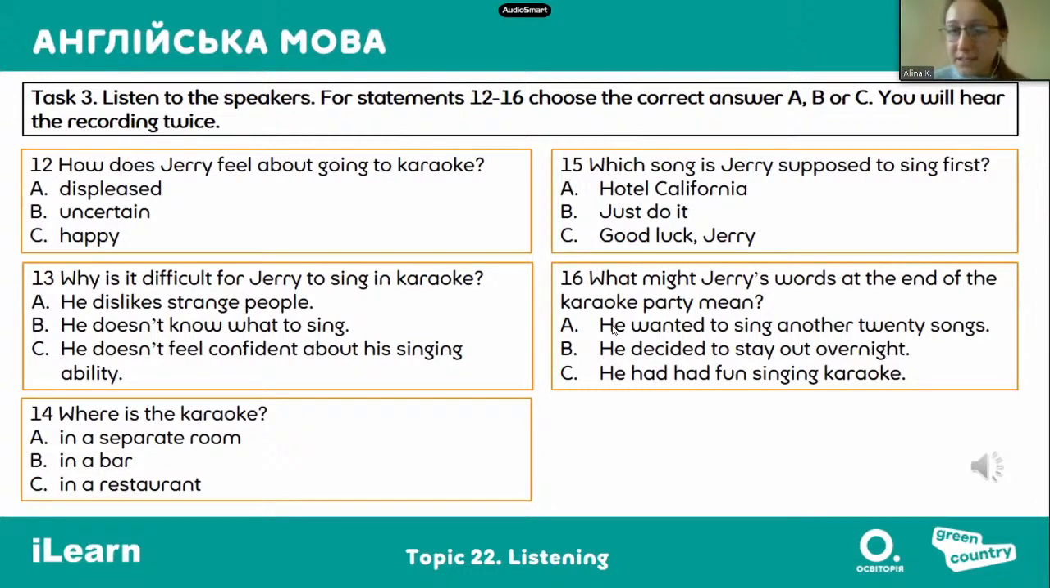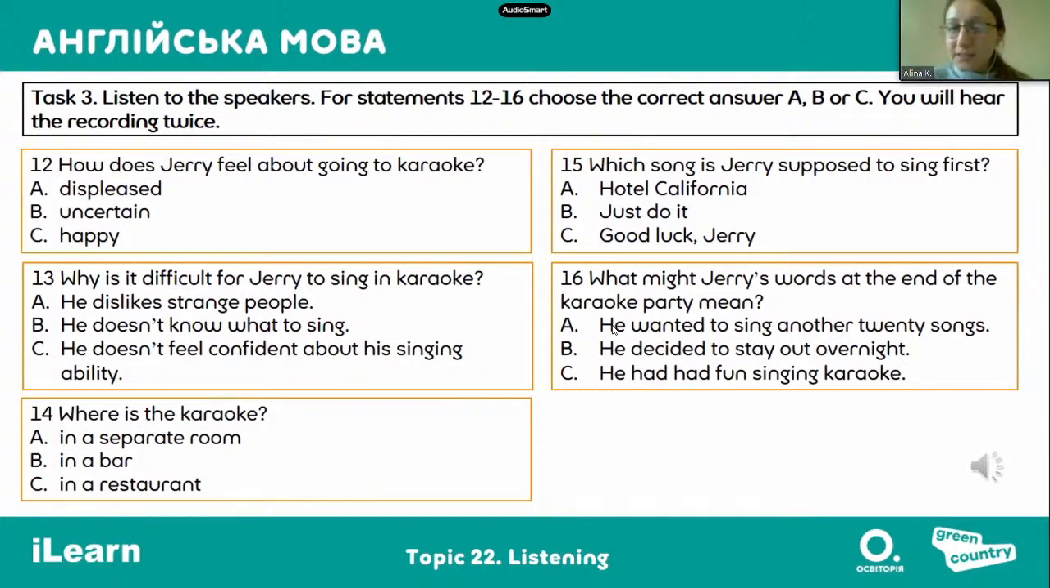Okay, number 15. Which song is Jerry supposed to sing first? Hotel California, Just Do It, Good Luck Jerry. So here you will need to listen for details. Тут вам буде чітко потрібно прослухати деталі, тобто яку пісню вони згадують. Тобто, як тільки ви почуєте слово song, уважно слухаємо, яку саме вони згадують.